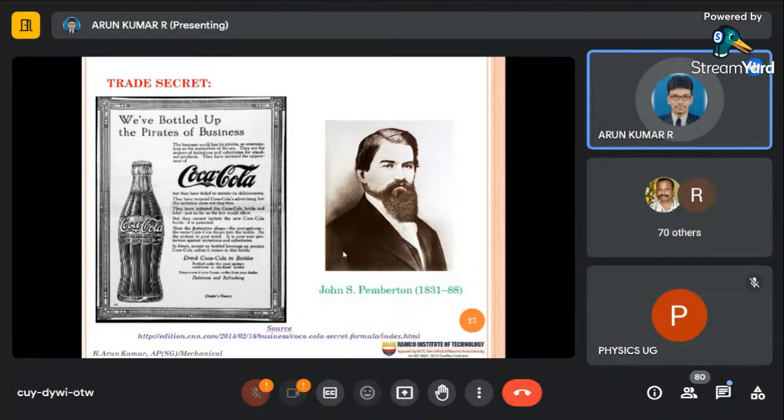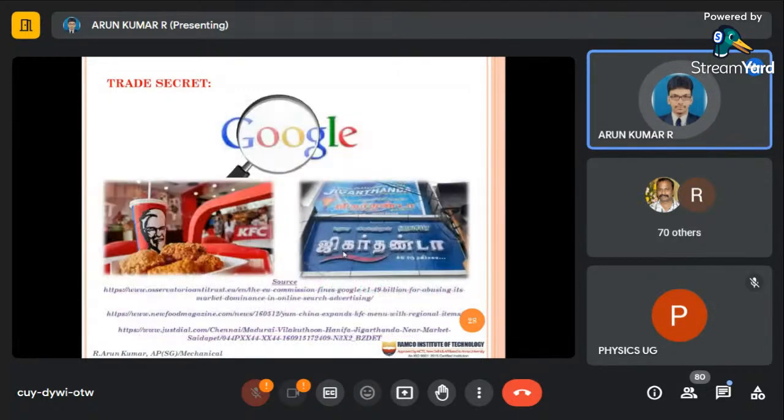So it is all about the way the company is handling the strategy it is adopting for protecting the trade secret. And the other example you can consider is Google. See, Google is not the only search engine in the world. There are a lot of other search engines, but still, most of the people prefer Google to be the preferable search engine. Why is that? Accuracy of result.